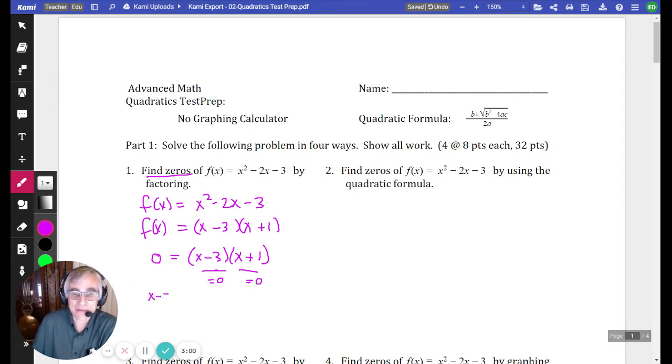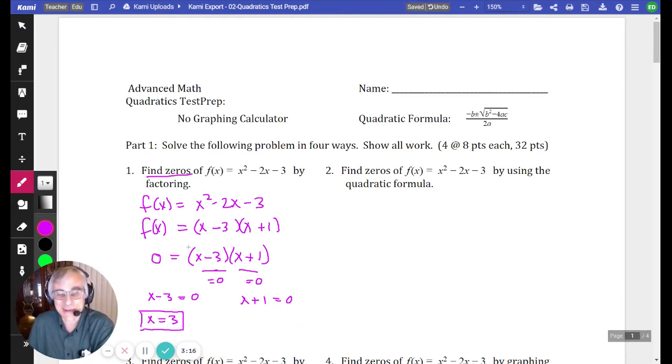We could say x minus 3 equals 0, or we could say x plus 1 equals 0. We could solve those independently. In the first case, we'd get x equals 3. Now that is one of the zeros of the function. If you plug 3 or substitute 3 in for x, then the original function is going to evaluate to 0. And the other solution we're going to get by solving this right-hand equation is x equals -1. So if we substitute -1 for x in the original function, we're going to find that that function evaluates to 0. So those are the two zeros.